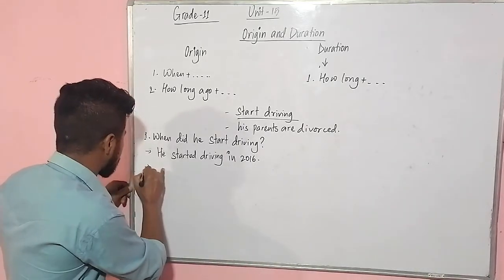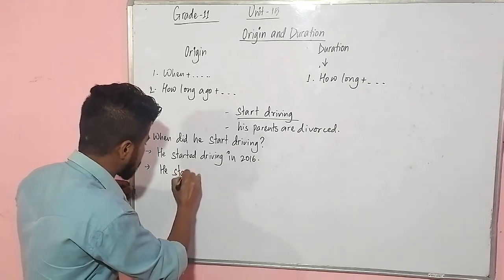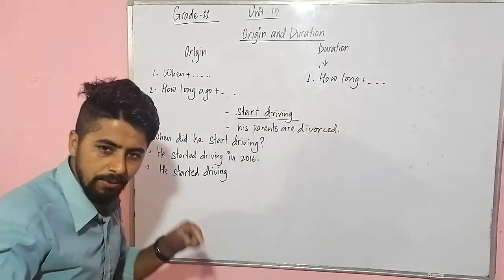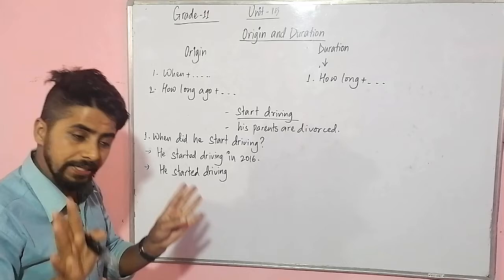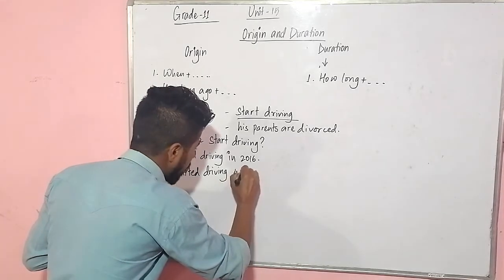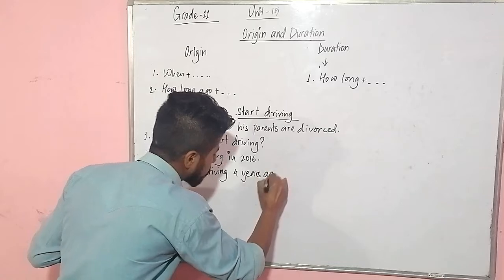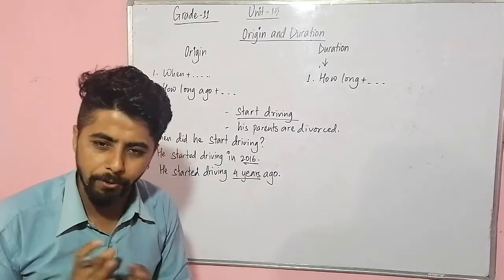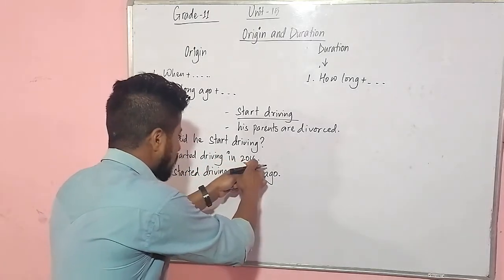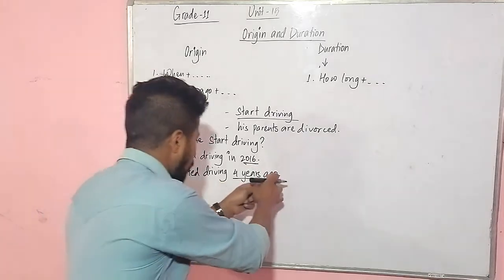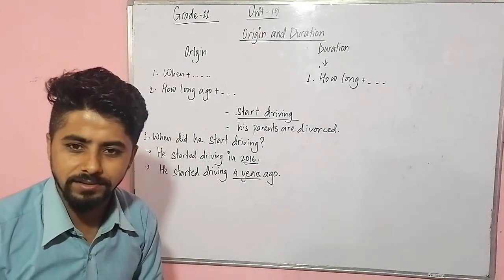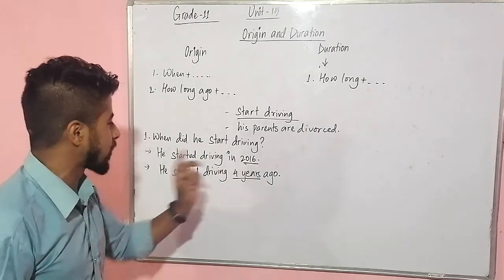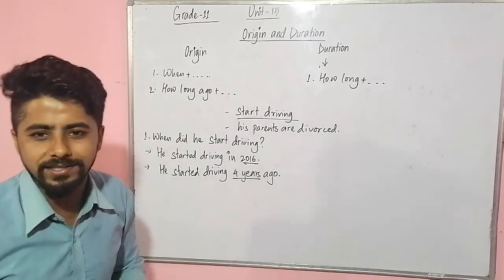Similarly, ago also can be used. He started driving 2016 and now it is 2022. So it has become 4 years. 4 years ago. So 4 years and 2016. Ago and in are the preposition. In is used with point of time, that is 2016. Ago is used with period of time, that is 4 years. Is it clear, all of you? When did he start driving? He started driving in 2016 or he started driving 4 years ago.